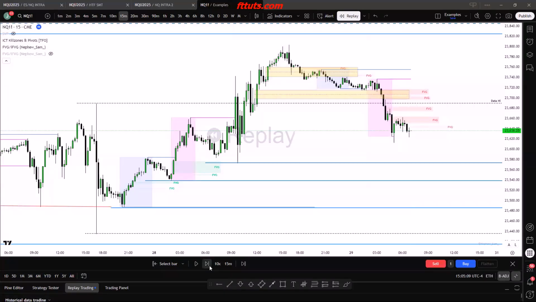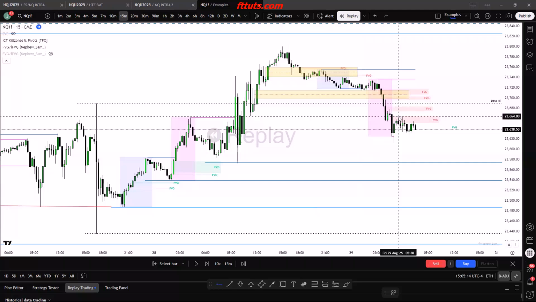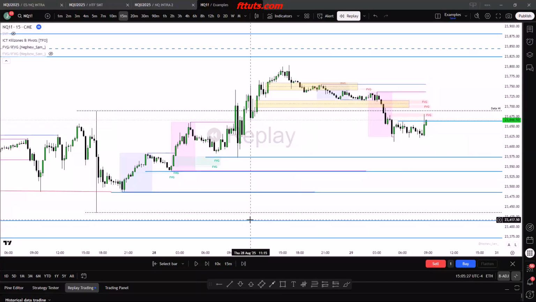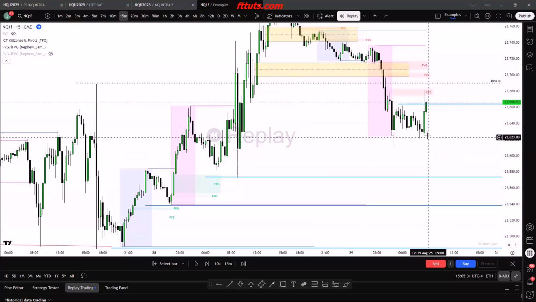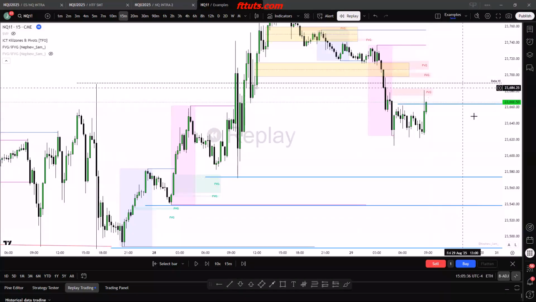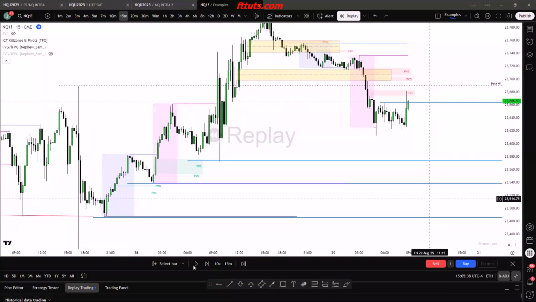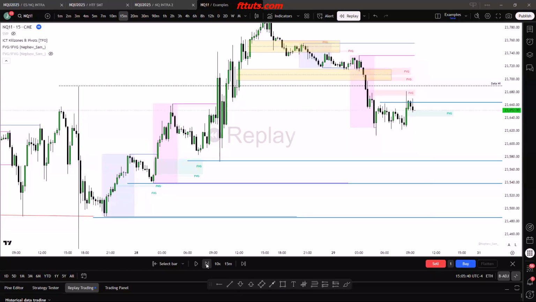Not in New York yet. And we need to see a kind of a manipulation in New York, which would be right above here. That's what we would look for. Boom. Price moves above there. Exactly what we wanted to do, right? Because the bias is lower. So if the bias is lower and the draw is lower, we want to see price go higher first and take out liquidity. Then we want to enter a trade for price to go back lower.